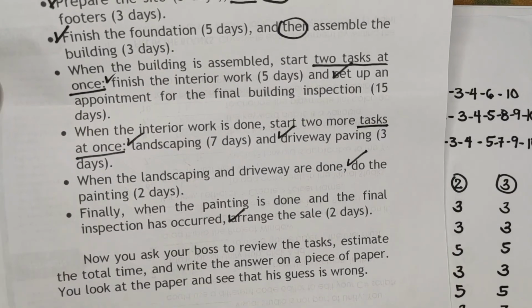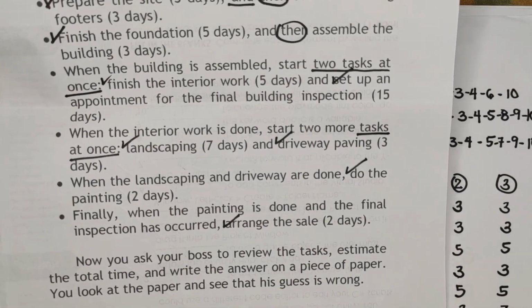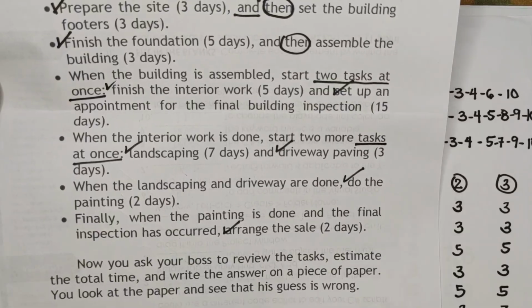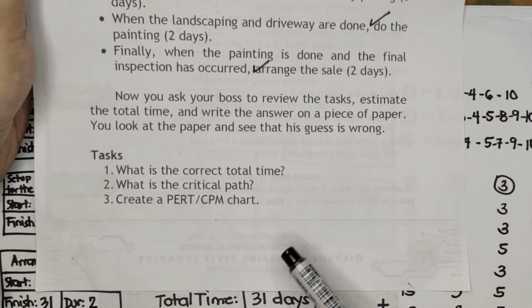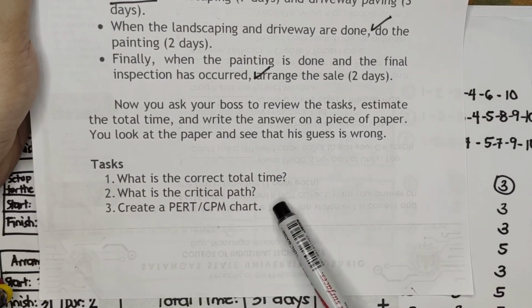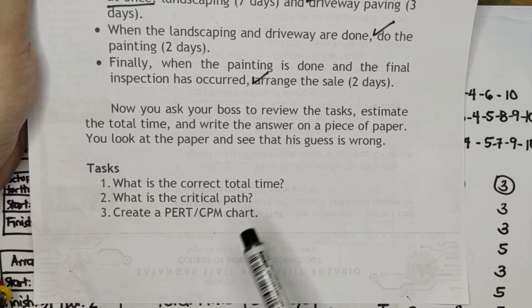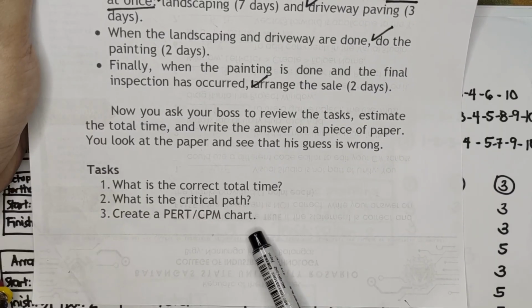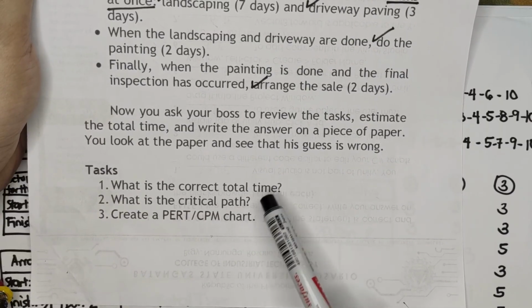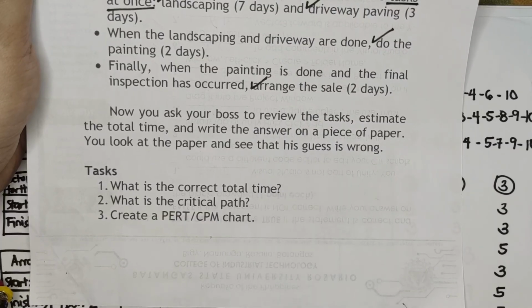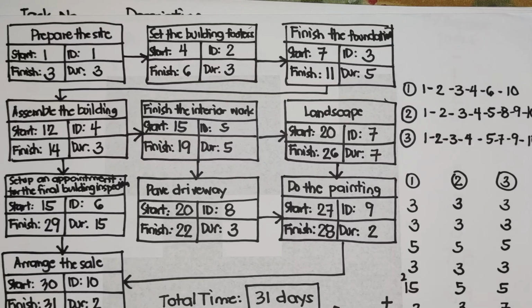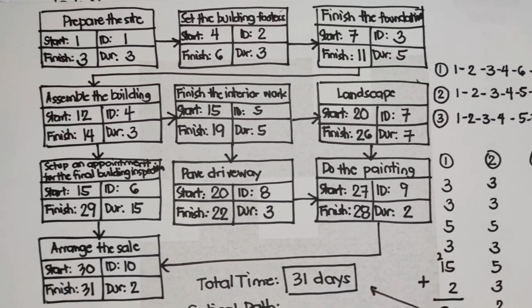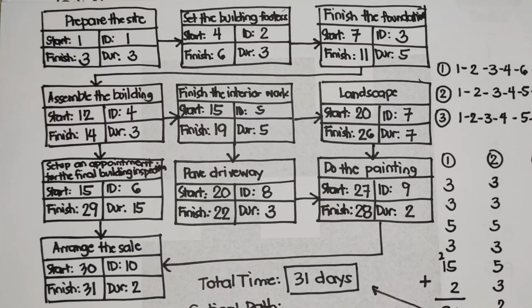Number 3 is to create a PERT CPM chart. Actually, for me, before you get the correct total time and critical path, you must first do the PERT CPM chart. But anyway, that's the third. But to get it right, you have to create first the PERT CPM chart before you get the correct total time and the critical path. So again, I hope that you understand the concepts of the PERT CPM chart and getting the critical path and then the total number of days.